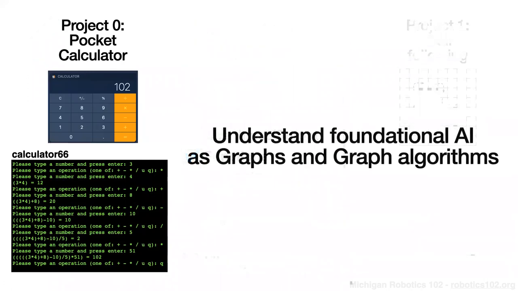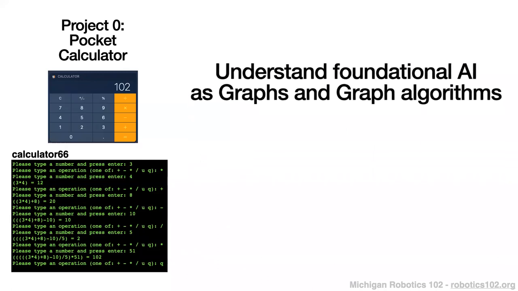In addition to knowing C++ and how to code, we also want to understand the foundational AI algorithms such as graphs and graph algorithms. And so a graph, if you remember me talking about this earlier, is not pixels on the screen. We kind of confuse graphs and graphics, right? Graphics are little pixels on the screen and things like that.